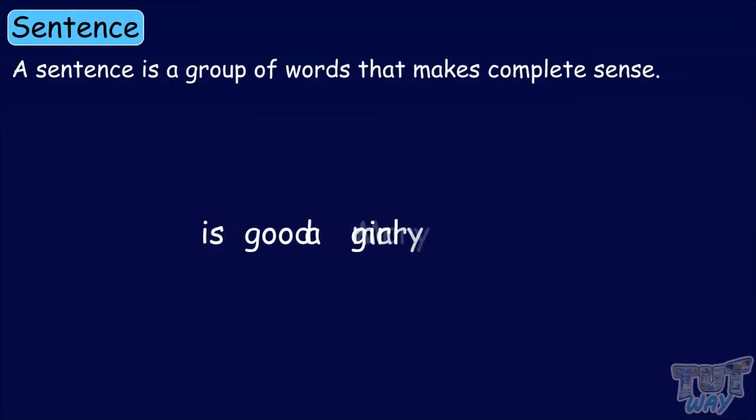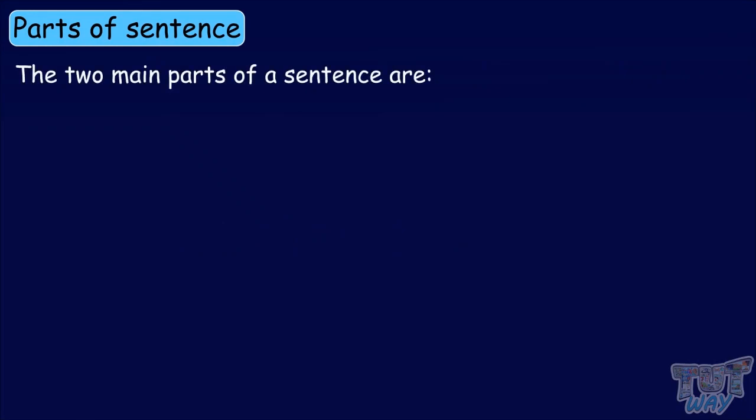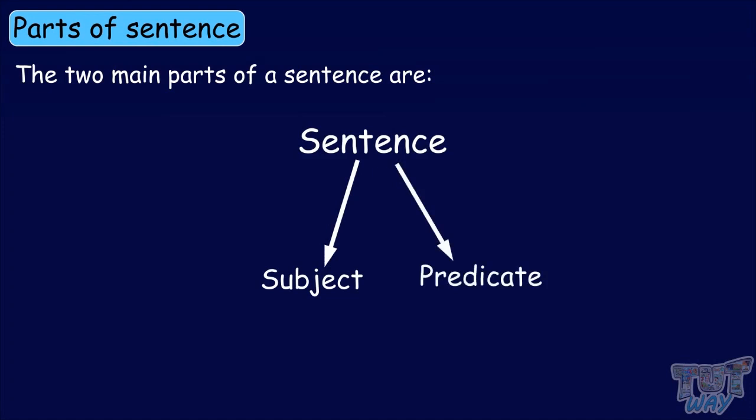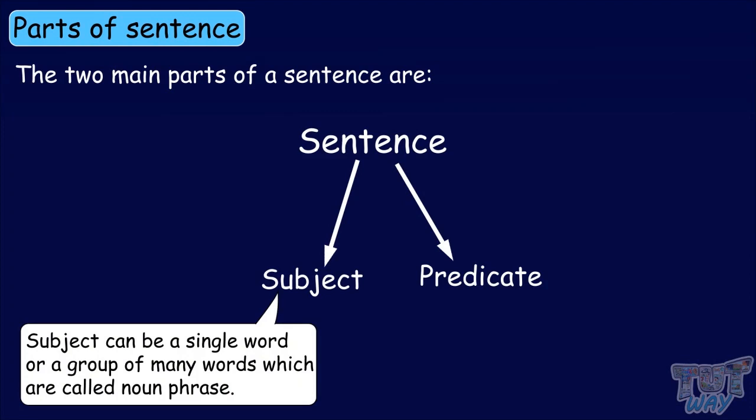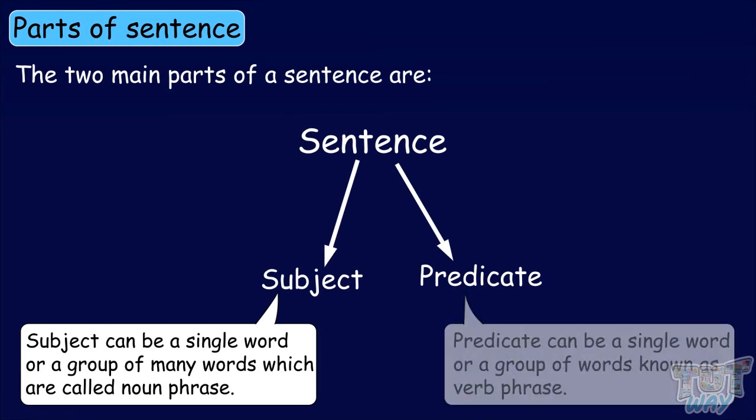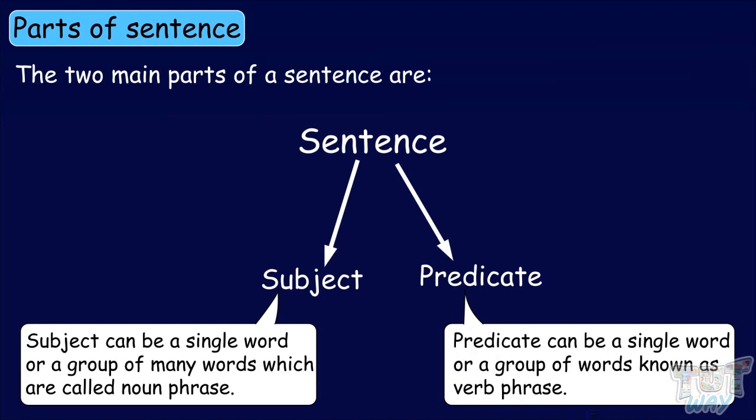Sentence. We know a sentence is a group of words that make some complete sense. The two main parts that constitute a sentence are subject and predicate. Subject can be a single word or a group of many words called a noun phrase. Predicate, too, can be a single word or a group of words known as verb phrase.